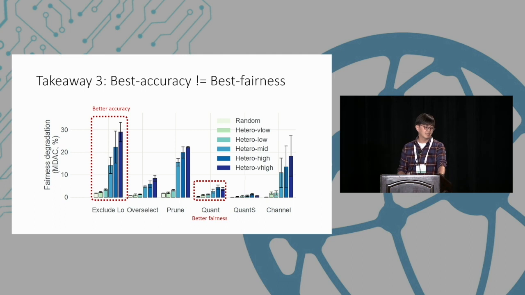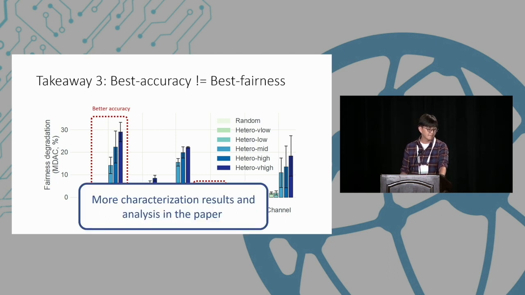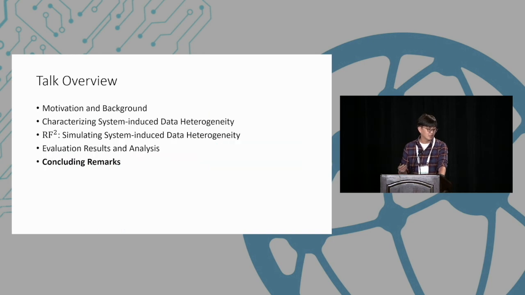This implies that it is very essential to study fairness as well as accuracy when you're studying federated learning and different optimizations, especially, again, in a realistic system-induced data heterogeneity data set. You can see more characterizations and results in our paper. And this is my final slide.